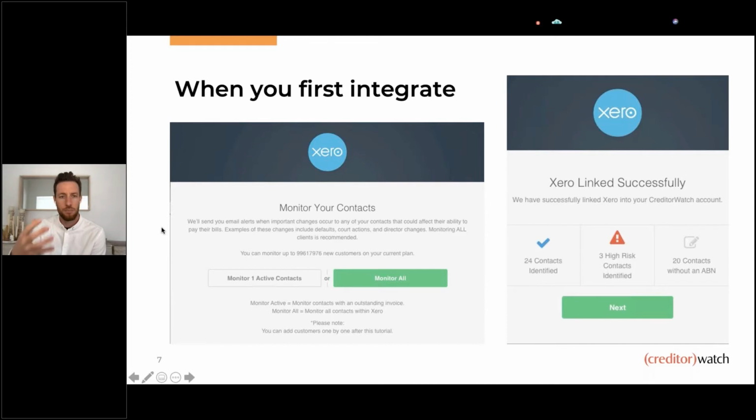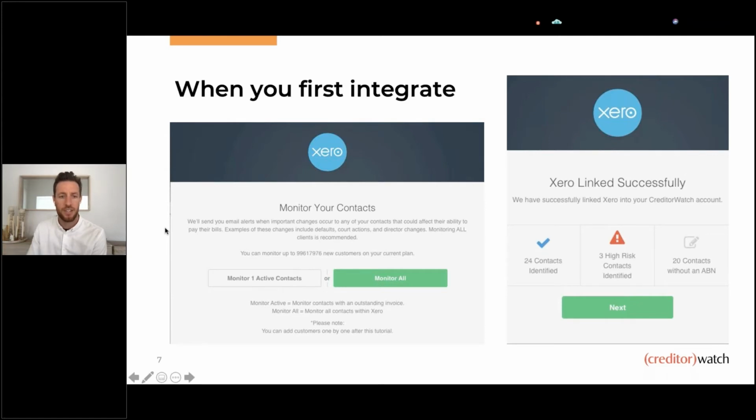which is saying to you, monitor your contacts, monitor your customers. Obviously, the benefit of monitoring is if something very important happens to them, we will send you an email alert. So you have the ability here to monitor either your active contacts, meaning a contact with an outstanding invoice, or you can monitor all of your customers. And I always suggest monitoring all, because there's a good chance that while they're not active at the moment, they might be active tomorrow, next week, next month. So you may as well be monitoring them and getting that up-to-date information.